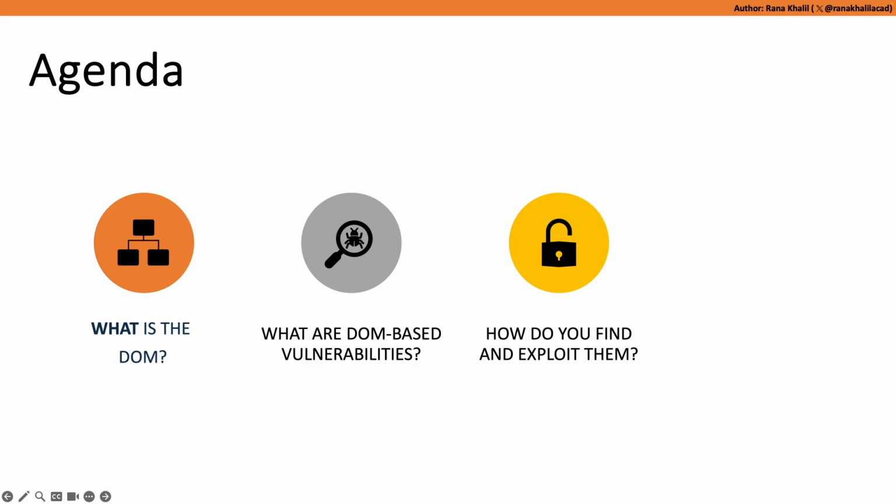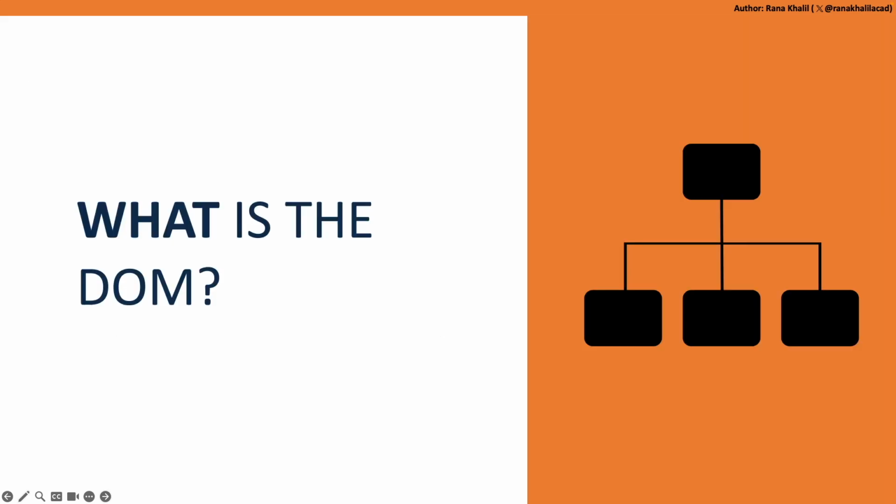Next, we'll go over how to find and exploit DOM-based vulnerabilities. So imagine you've been given an application and asked to test it. How do you go about testing the application to see if it's vulnerable? Last but not least, we'll end the presentation by discussing prevention and mitigation techniques that you can use to secure your application. All right, let's start off with the first section, which is what is the document object model?